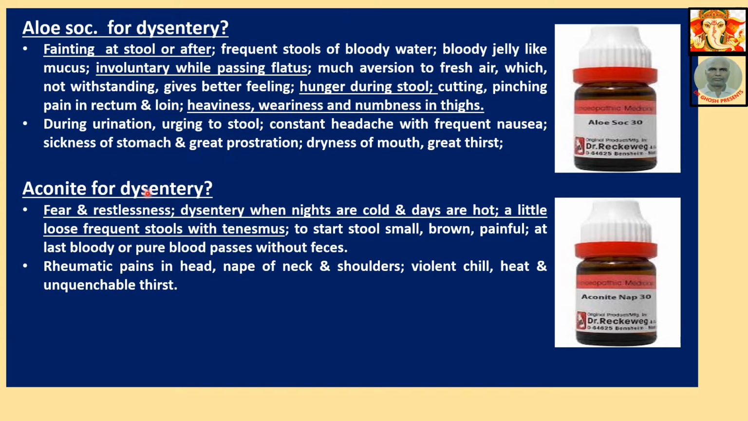Aconite for dysentery. Fear and restlessness. Dysentery when nights are cold and days are hot. A little loose frequent stool with tenesmus. To start with small, brown, painful. At last bloody, pure blood passes without feces. Rheumatic pains in head, nape of the neck, shoulders. Violent chill, heat and unquenchable thirst.